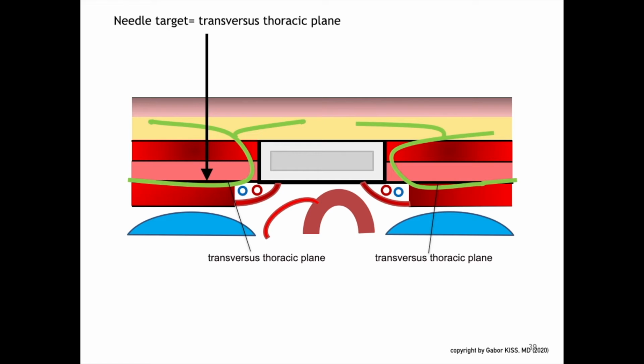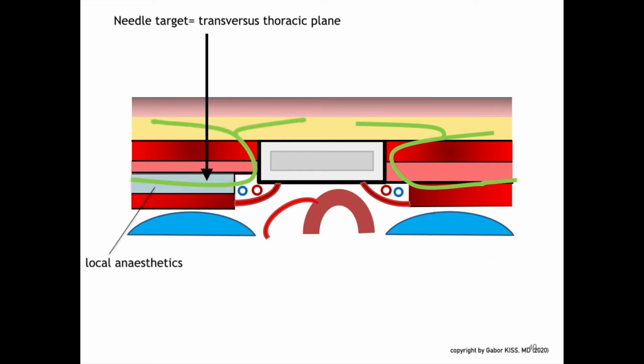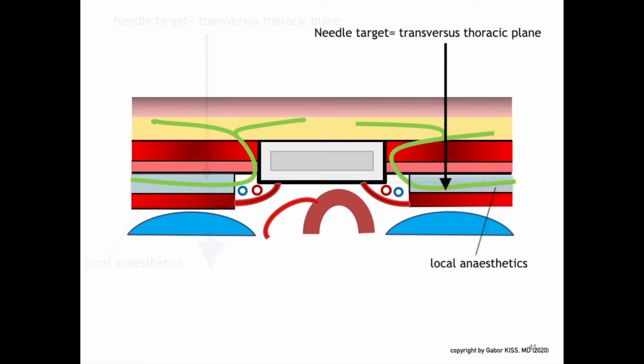On this sternal cross-section, the needle target for the TTP block is directed into the transversus thoracic plane, where local anesthetic is injected, which is displayed here as a blue solution. Also shown on the contralateral side of the sternum.